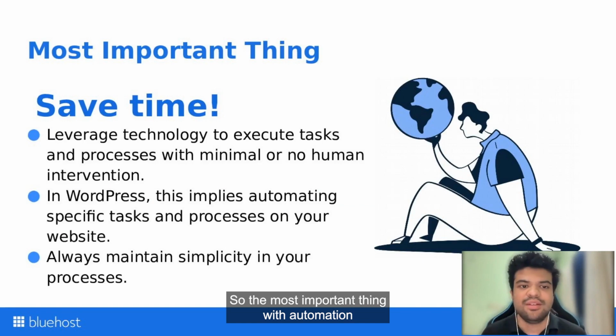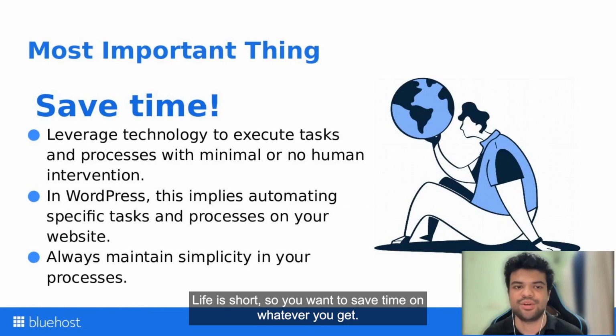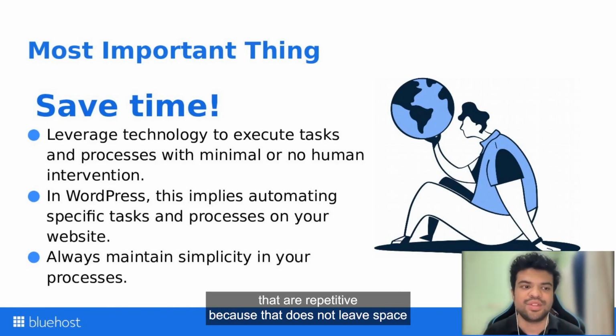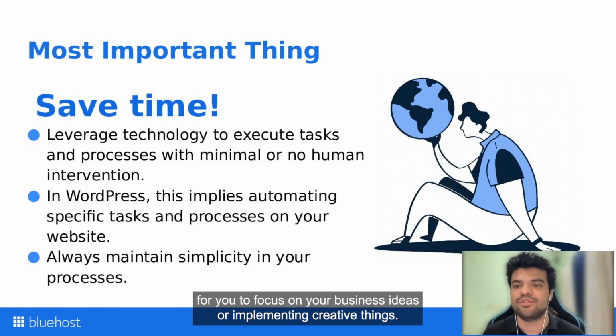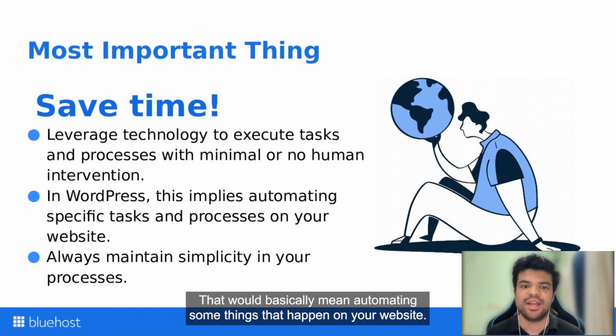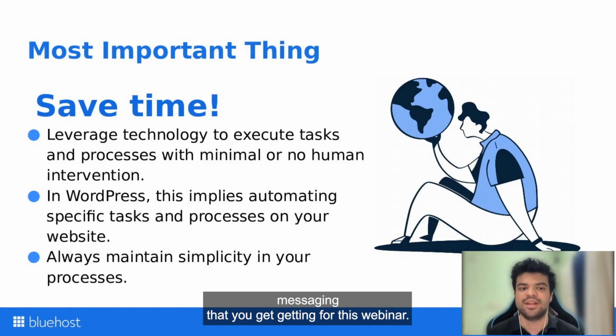So the most important thing with automation is that it saves you a lot of time. Time is precious, life is short. So you want to save time on whatever you can. It is also not good to spend time on things that are repetitive, because that does not leave space for you to focus on your business ideas or implementing creative things. So always leverage technology to execute tasks that require minimum decisions. For a WordPress website, that would mean automating some things that happen on your website, like for example, the email messaging that you kept getting for this webinar.